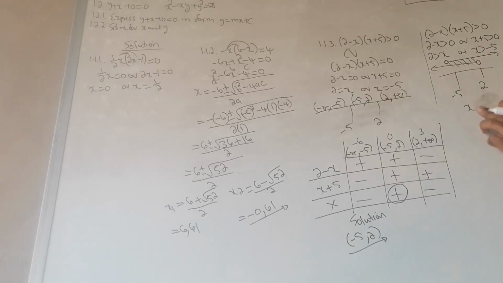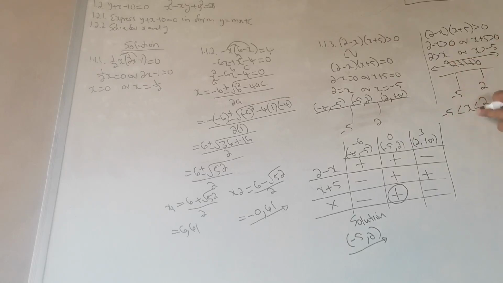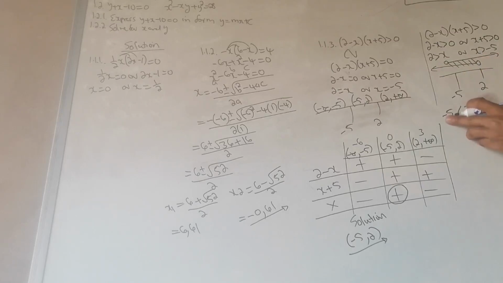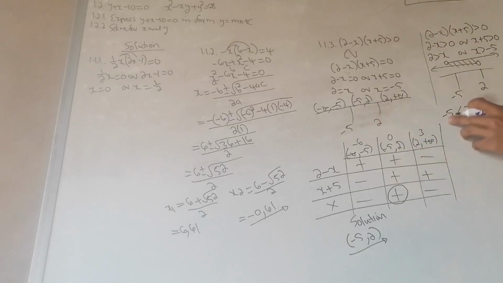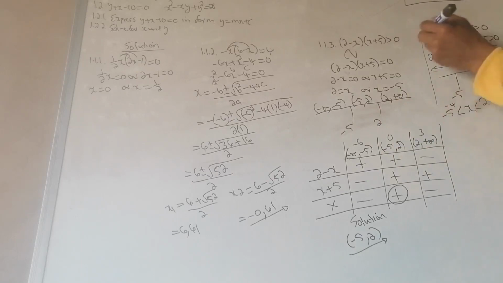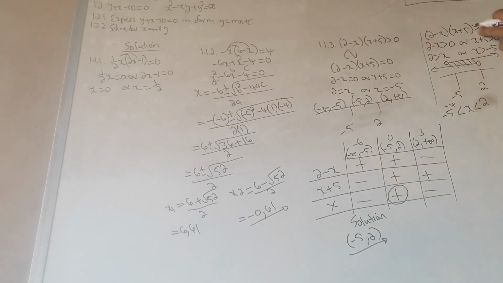Let me do it in this way. Values of x that are greater than minus 5 and values of x that are smaller than 2. Values of x that are greater than minus 5, there they are. Values of x that are less than 2, there they are. Let's check whether this is correct. Let's take in the values of x that are greater than minus 5 and substitute them here. We already saw that a value bigger than minus 5 is minus 4. So let's take minus 4 and substitute it here and see whether we will find a positive number.